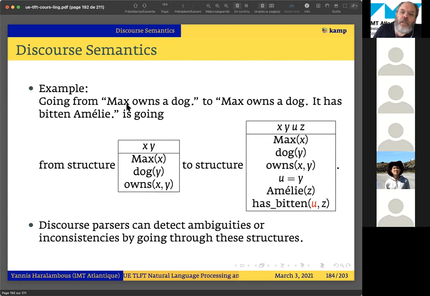Here's an example. If I start with the sentence, Max owns a dog, I have two variables because of the two entities of the sentence. There is Max and the dog. So I have X and Max is X, and I have Y and the dog is Y. And between X and Y, I have the relation owns. So you see, whatever I have, all predicates have arguments that are variables, never constants.